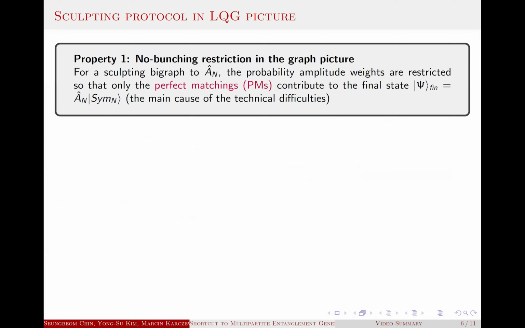After mapping all the elements of sculpting operators to bipartite graphs, we find two handy properties of such sculpting bigraphs for finding entanglement generating operators. First, the no bunching restriction is translated as the first property. For the sculpting bigraph of a sculpting operator AM, the probability amplitude weights are restricted so that only the perfect matchings contribute to the final state.